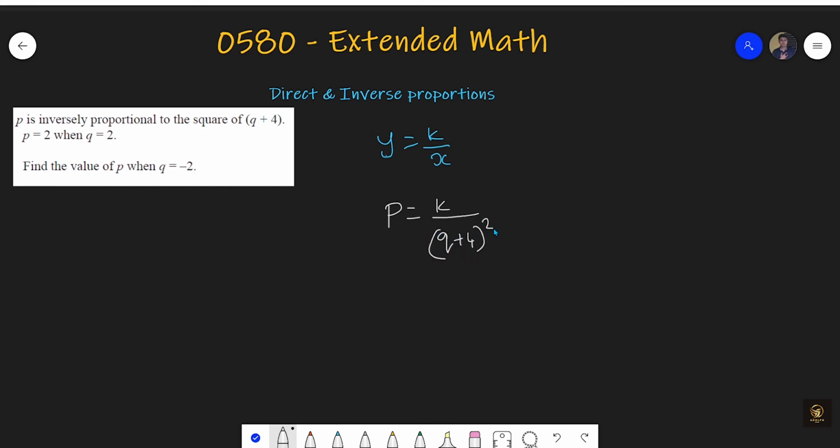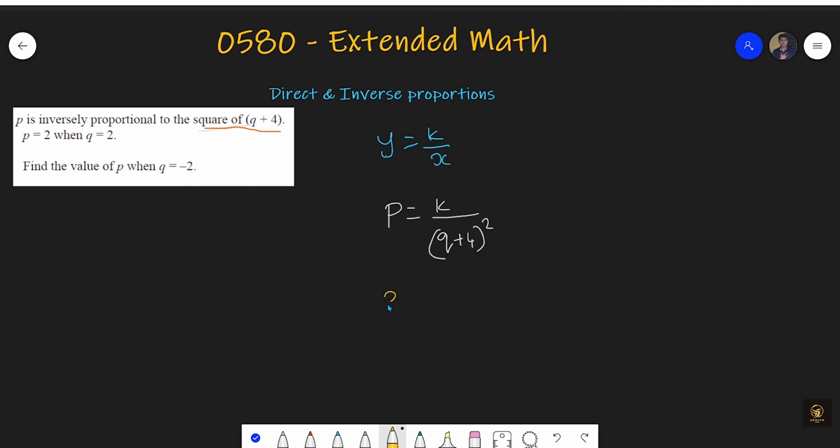Why is it (q plus 4) whole square? Because they have mentioned that it is the square of q plus 4. And it is very important to keep in mind that if it is inversely proportional, the second variable should be in the denominator. Let's start substituting the values, p equals 2 when q equals 2.